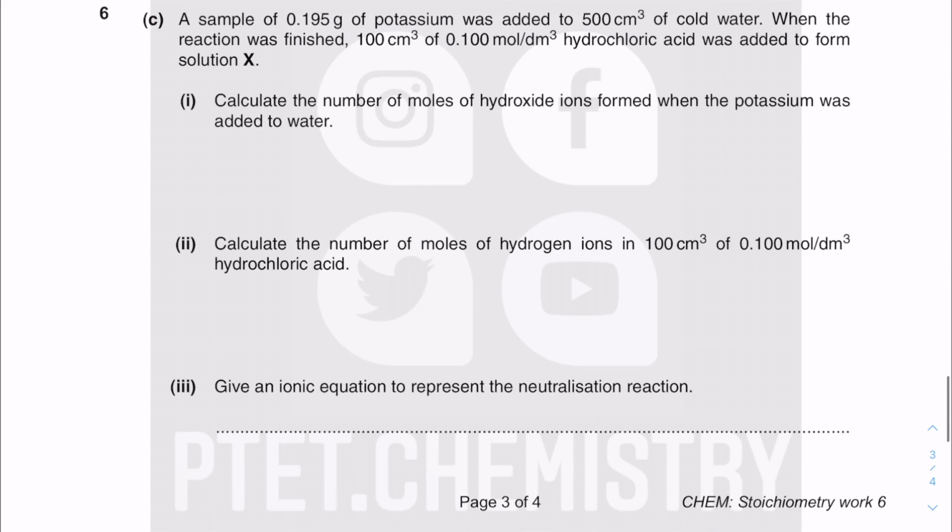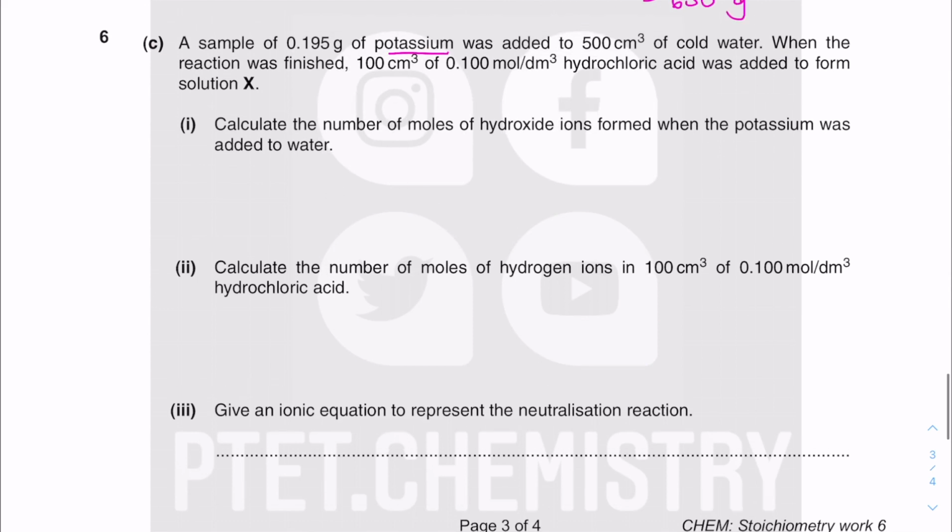Okay, so 6 part C, a sample of that much potassium. So this is potassium, and they say it's added to water. And then when the reaction was finished, you add some hydrochloric acid to it. First of all, what is the mole of hydroxide ions formed? Hydroxide ion is alkaline or basic.